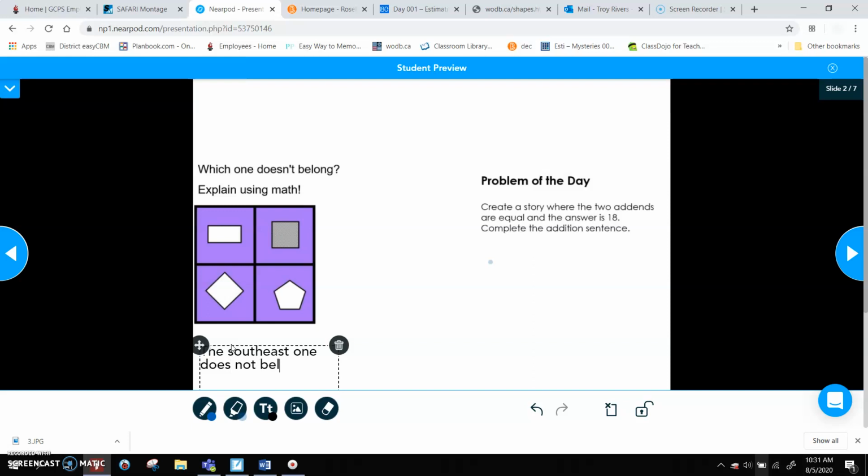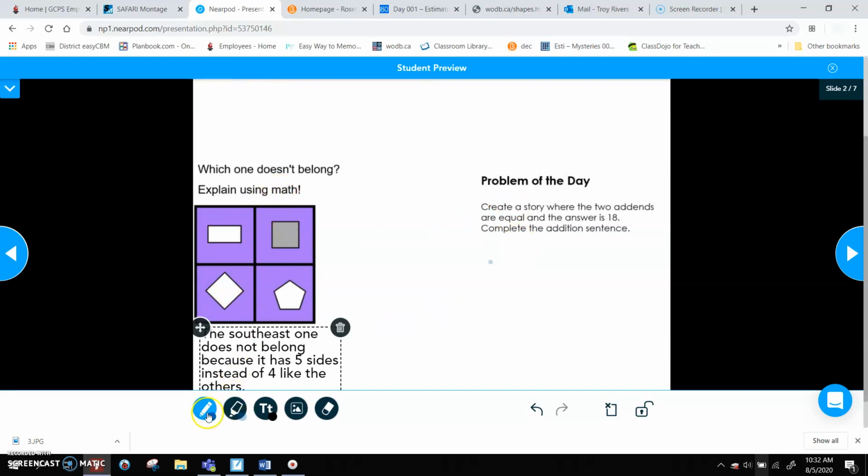It does not belong because the other ones are quadrilaterals or have 4 sides, and this one has 1, 2, 3, 4, 5 sides, because it has 5 sides instead of 4 like the others. Alright, so again, with this, there's not a right or wrong answer. It's whatever you think and that you can explain using math.